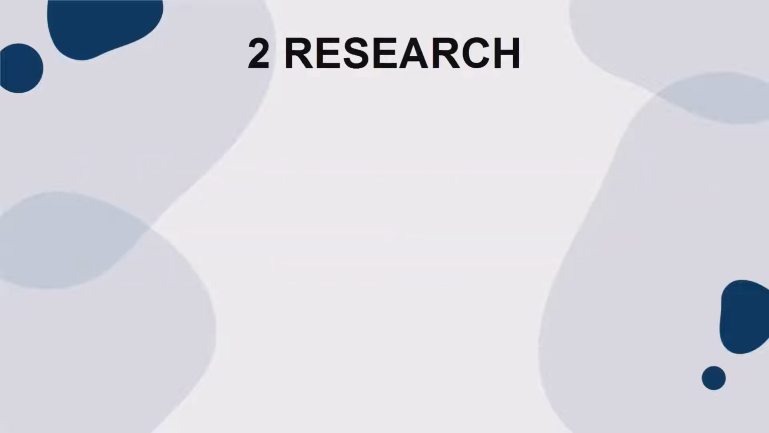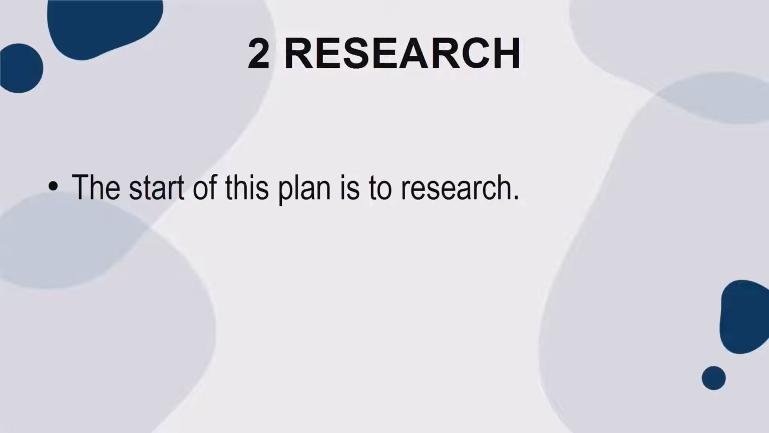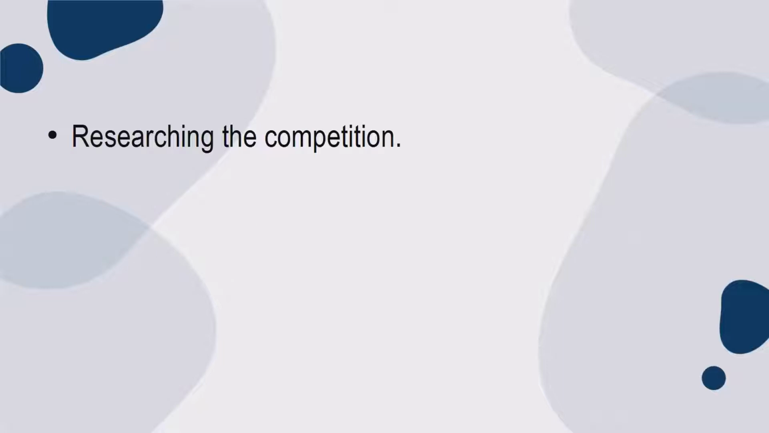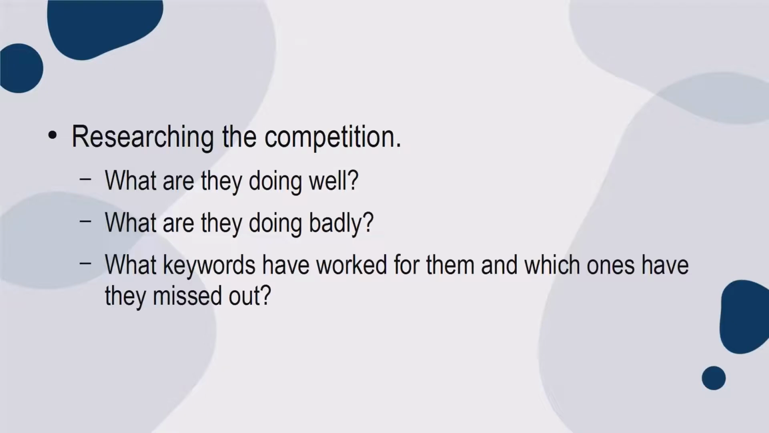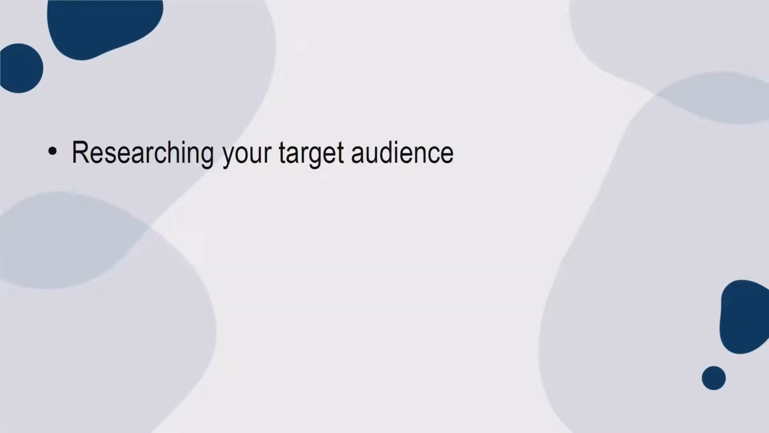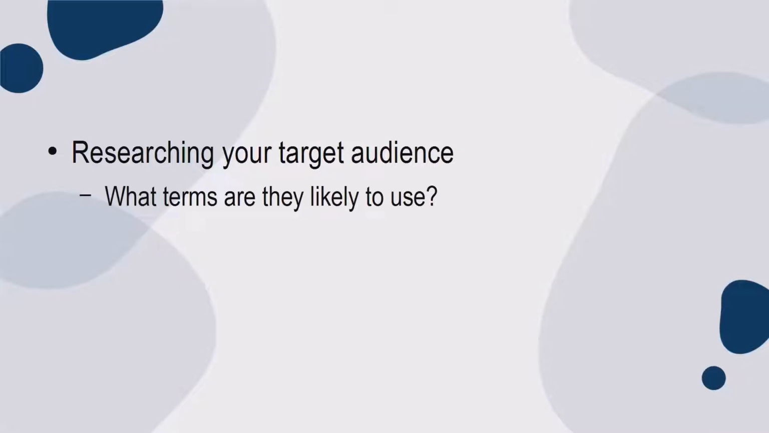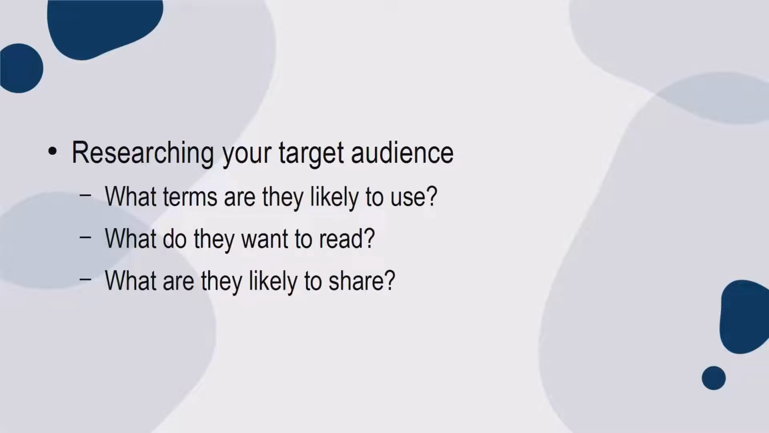2. Research. The start of this plan is to research. That means researching the competition. What are they doing well? What are they doing badly? What keywords have worked for them and which ones have they missed out? Researching your target audience. What terms are they likely to use? What do they want to read? What are they likely to share?